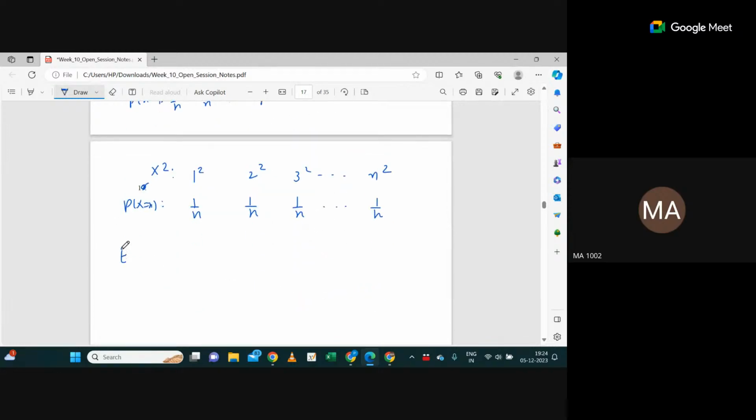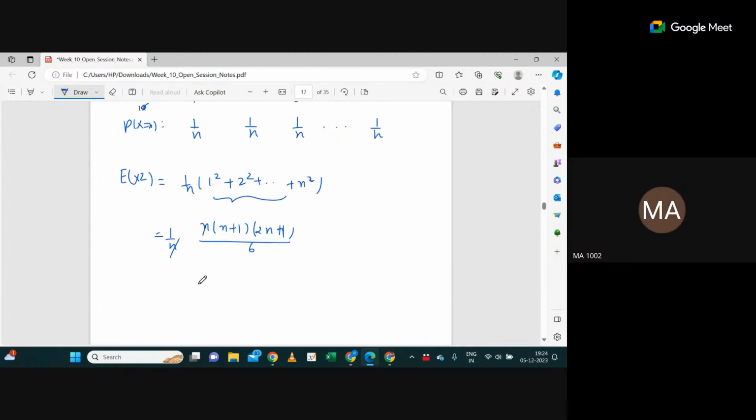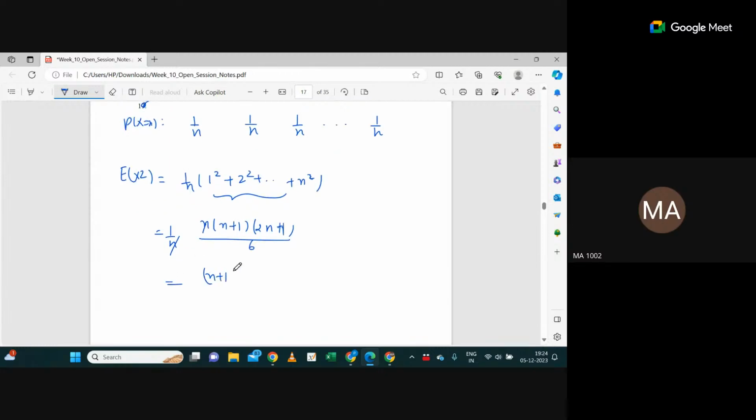What about the expectation of x square here? If you see, it will be 1 by n, 1 square plus 2 square up to n square. What is this quantity? You can remember, right? This is n into n plus 1 into 2n plus 1 divided by 6. So this will get cancelled out, and we got n plus 1 into 2n plus 1 divided by 6, right?